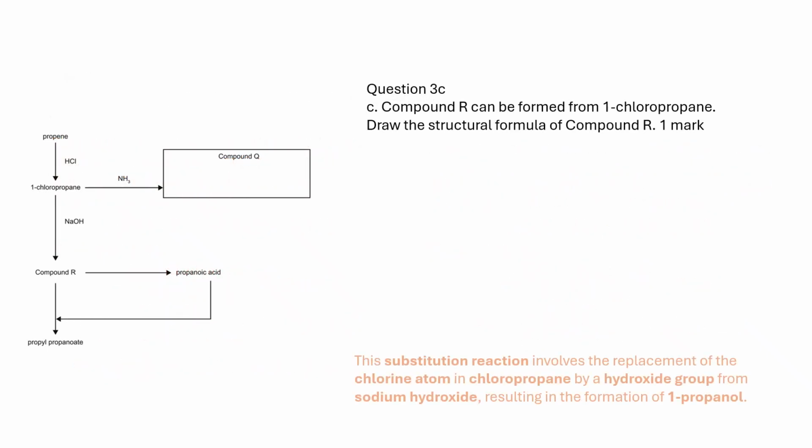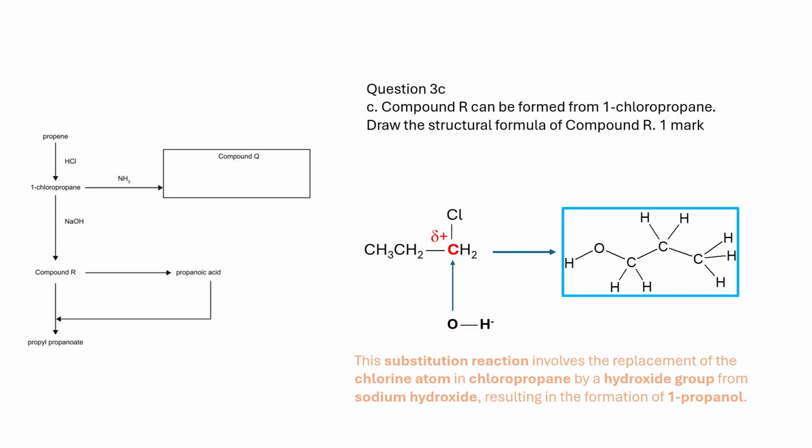This substitution reaction involves the replacement of the chlorine atom in chloropropane by a hydroxide group from sodium hydroxide, resulting in the formation of 1-propanol.